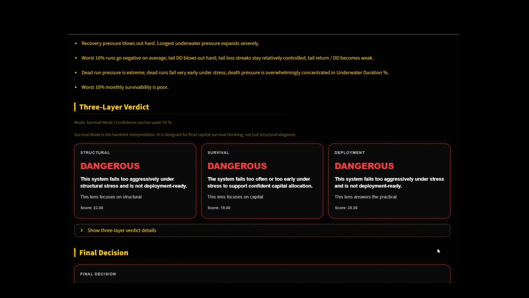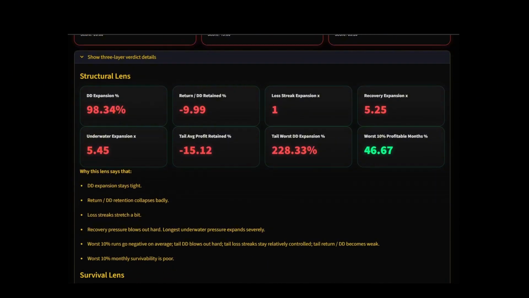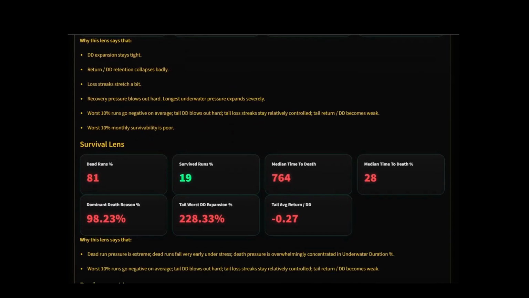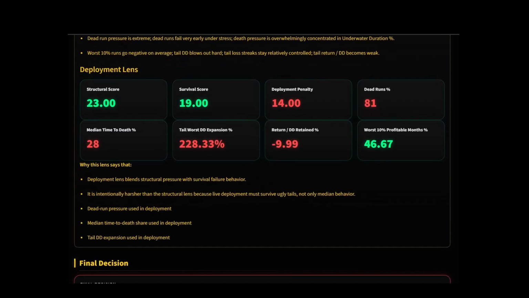First, we see the structural lens. This shows the structural stress metrics behind the verdict, like drawdown expansion, recovery expansion, underwater expansion, and tail behavior. Then we move into the survival lens. This focuses on failed runs, survived runs, time to death, and the main reason why simulations failed. After that, we reach the deployment lens. This combines the structural and survival information into a final deployment-style interpretation. So this part of the report is not only showing the result, it is showing the logic behind the result.